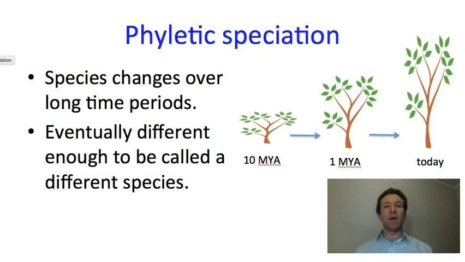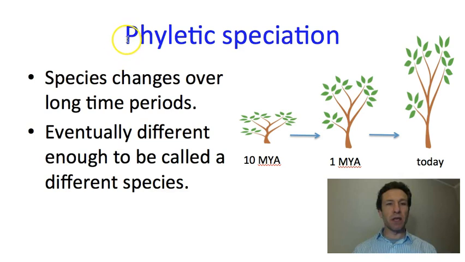We're now going to talk about the two different modes of speciation that your book talks about. The first one we're not going to say much about. It's probably less important, and from my perspective, it's less interesting. But because your book talks about it, we will at least go over it.